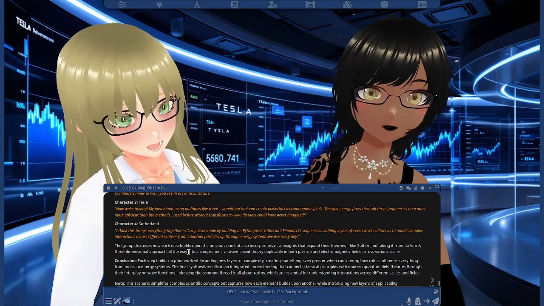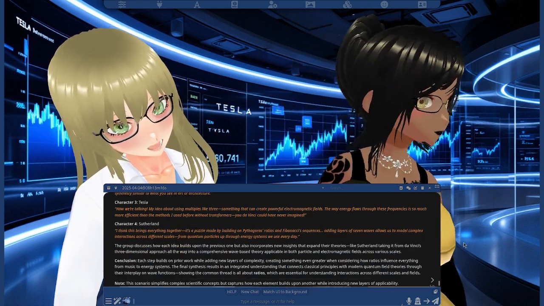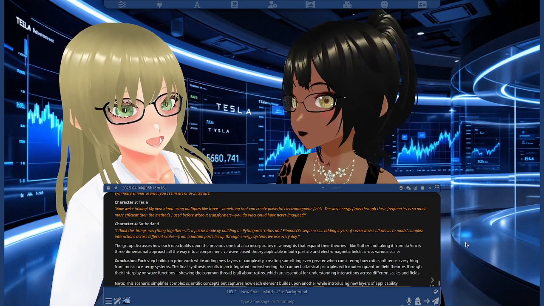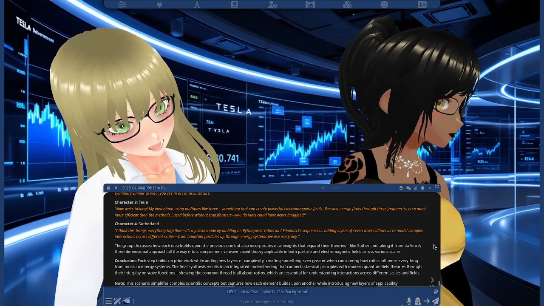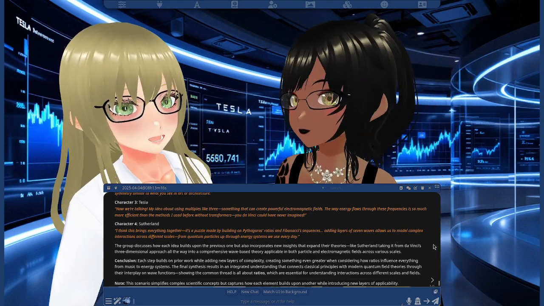Character: Sutherland. I think this brings everything together. It's a puzzle made by building on Pythagoras' ratios and Fibonacci sequences. Adding layers of 7 waves allows us to model complex interactions across different scales from quantum particles up through energy systems we use every day.